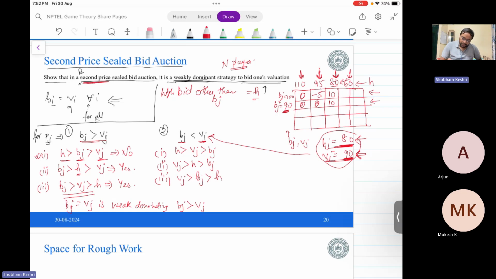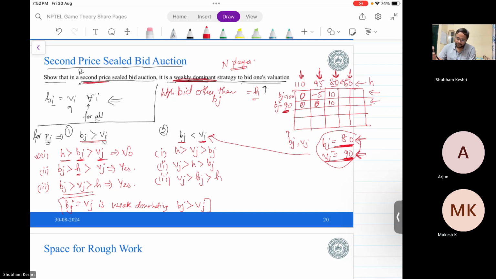What are we trying to do? We are just trying to show that bidding his valuation is a weakly dominant strategy. We have shown this when bj is more than vj. We'll have to show the same thing when bj is less than vj. That is all we have to do. If we show that, then we are done. We'll say that bidding his own valuation is a weakly dominant strategy.